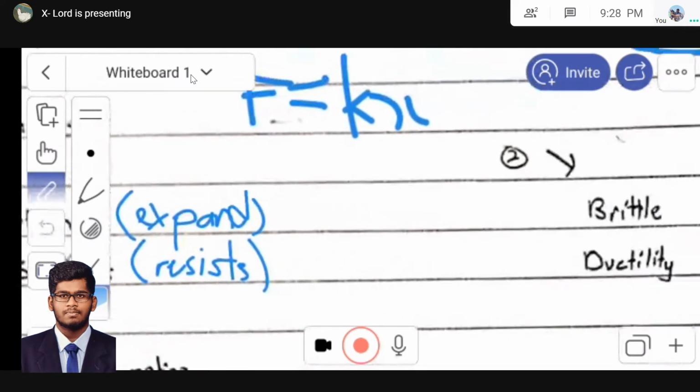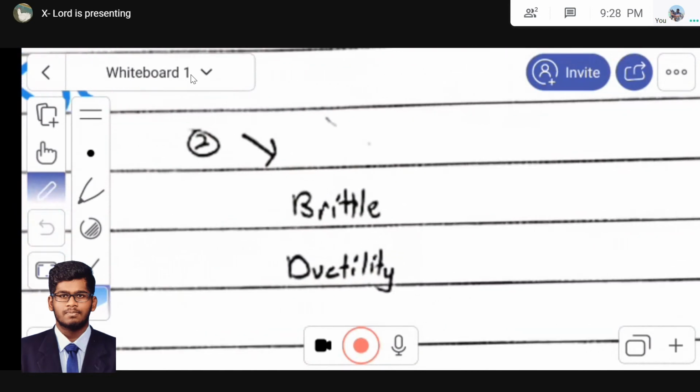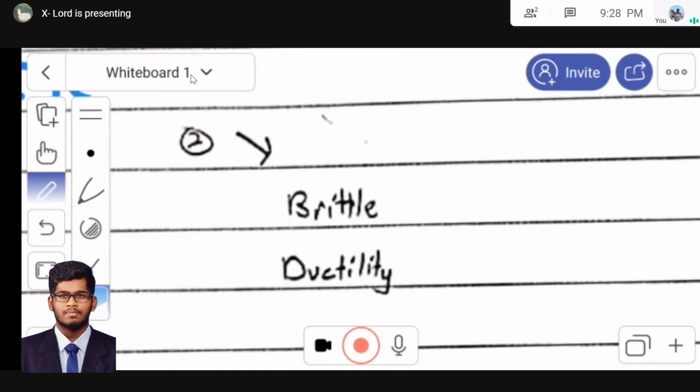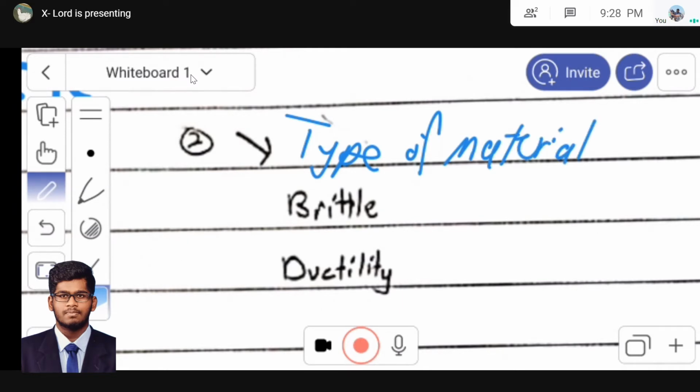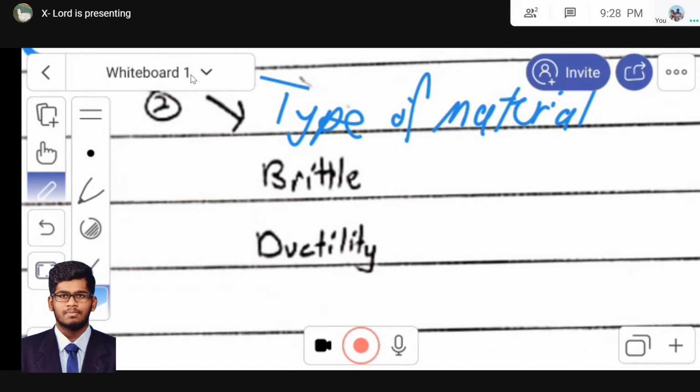Now, another thing is the material, the type of material. We have two normal types: one is brittle and one is ductile. These are both tendencies of materials for when they are going to break. One thing to note is that both of these materials do indeed break.